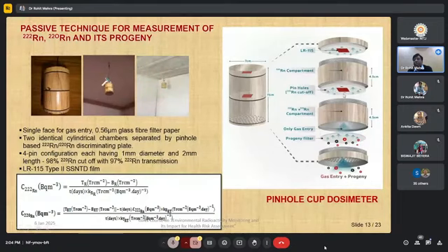So if you measure the damage across the lower compartment, or the lower detector, it is the damage caused by radon as well as thoron, and in the upper compartment the damage is caused only by radon. You can see from this figure that the lower detector is affected by radon as well as thoron, and the upper detector is affected only by radon.